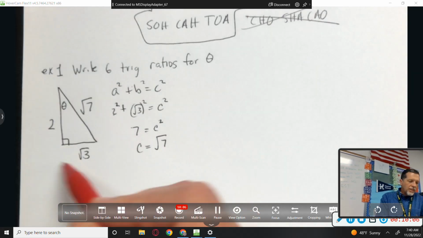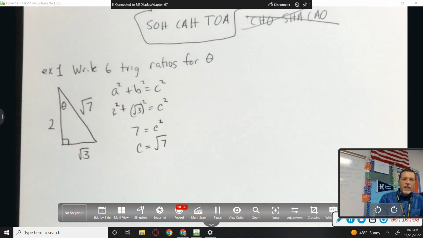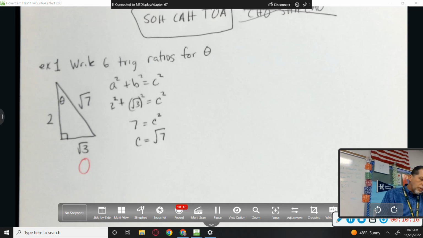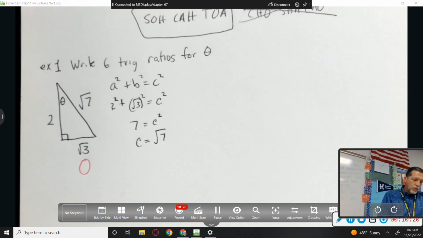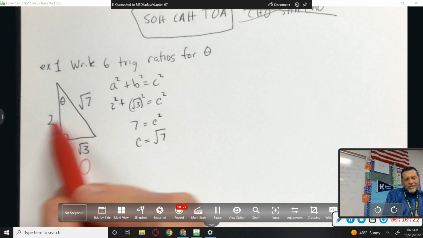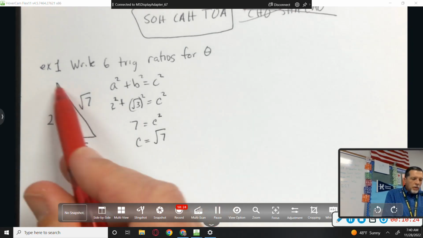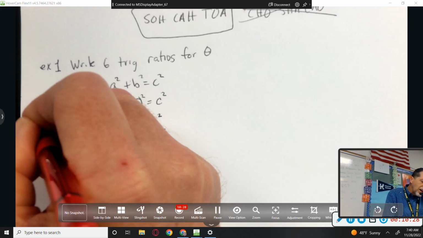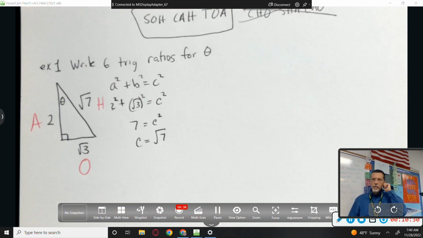So which side is opposite of theta? Square root of 3. So let's label that O. You can write out the whole word if you want, but I'm just going to put an O there. Which side is adjacent to the angle? 2. Good. That's a little bit tricky because there's sort of two sides adjacent, but the hypotenuse has to be the hypotenuse, so the other side is the adjacent.